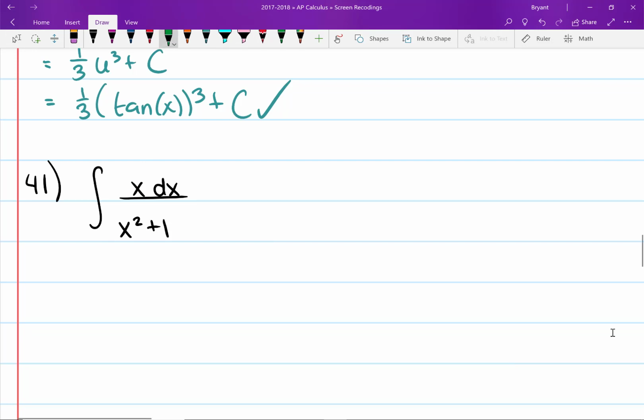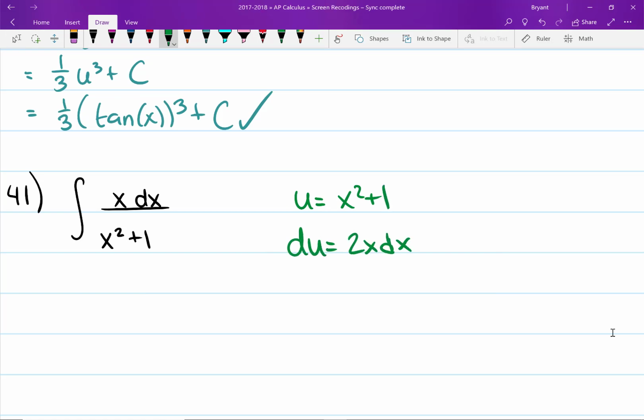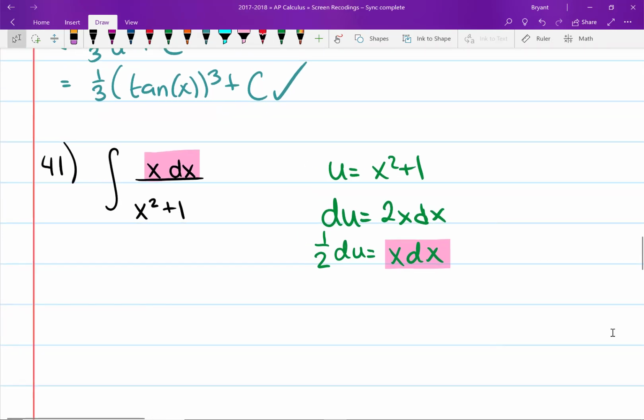So, what I'm going to do is I know the derivative of x squared is 2x. So u is going to be equal to x squared plus 1. So du is equal to 2x dx. Now I don't want this 2. So what do I do? I multiply both sides by 1/2. And would you look at that? There's my u sub. That's what I need.